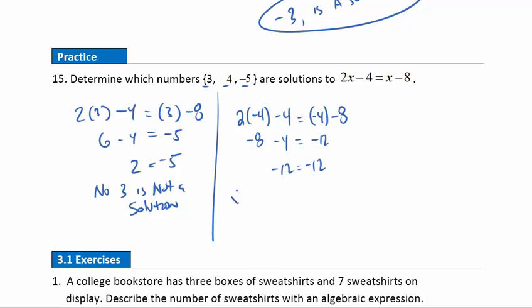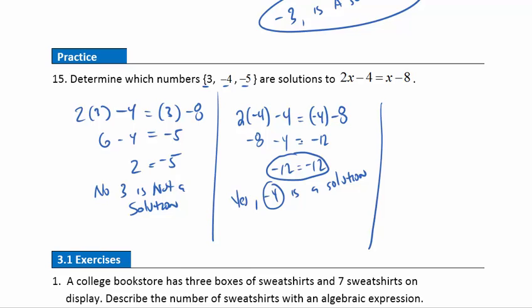So then I would say yes, negative 4 is a solution. Notice, it didn't have to be negative 4 equals negative 4. It just had to give me a true statement. We'll almost never work out that this number and the numbers on the other side are the same. But as long as this number gives us a true statement, then it is a solution.